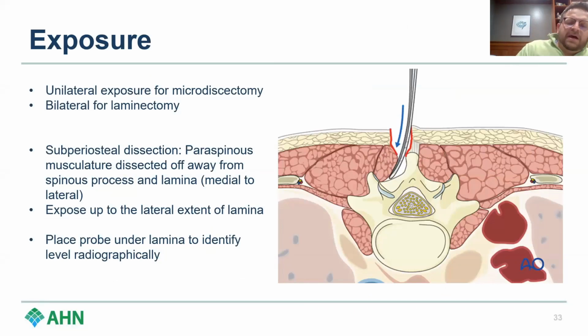When we talk about exposure of the spine for this procedure, unilateral exposure for microdiscectomies, bilateral for laminectomies. We talk about subperiosteal dissection, so dissection of the paraspinous musculature away from the spinous process and the lamina. And that exposes up to the lateral extent of the lamina. You don't really want to get into the facets because if you're not fusing, you don't want to disrupt the facet capsules. That can lead to joint instability over time.